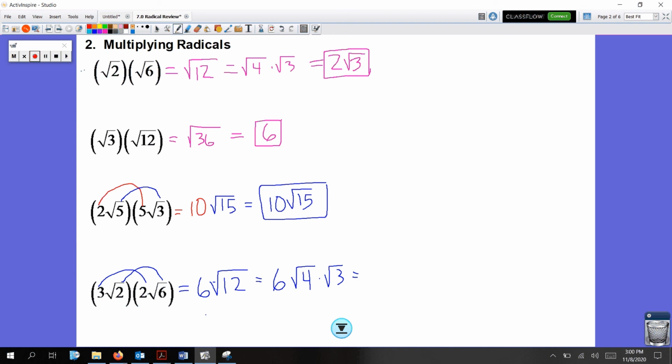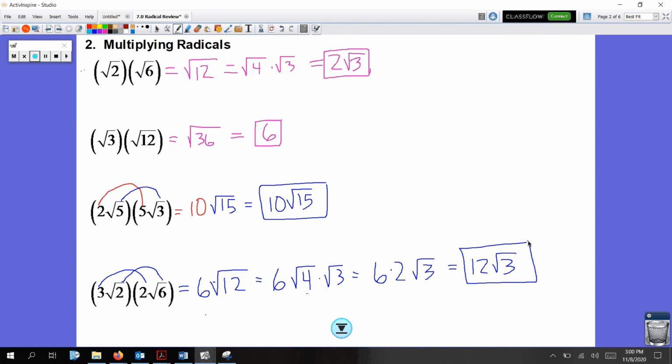All right, we still have that 6 out front. We know that the square root of 4 is 2, so that's going to get multiplied with the 6. And the root 3 is just going to remain inside the radical. And 6 times 2 is 12, so this reduces to 12 root 3. All right, not too bad, not too bad.